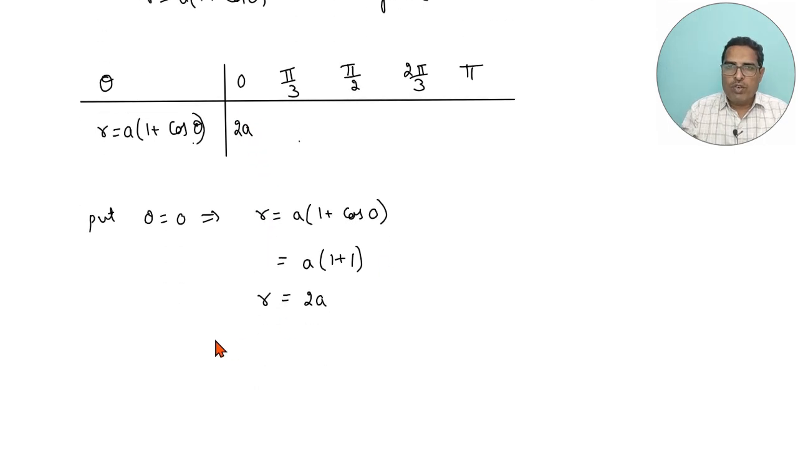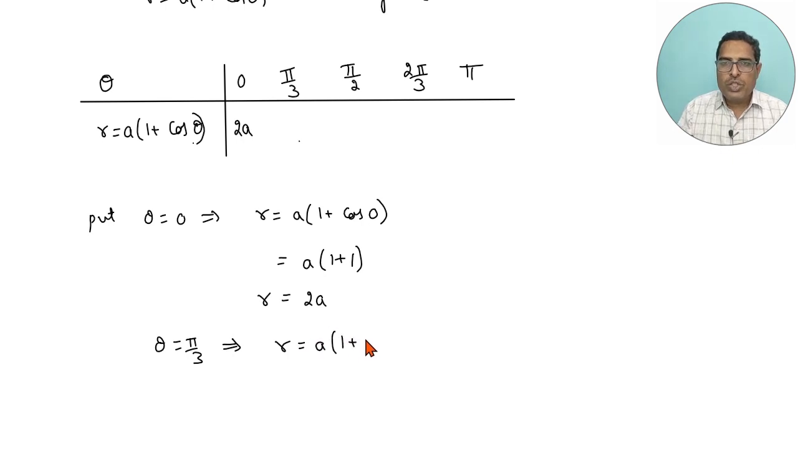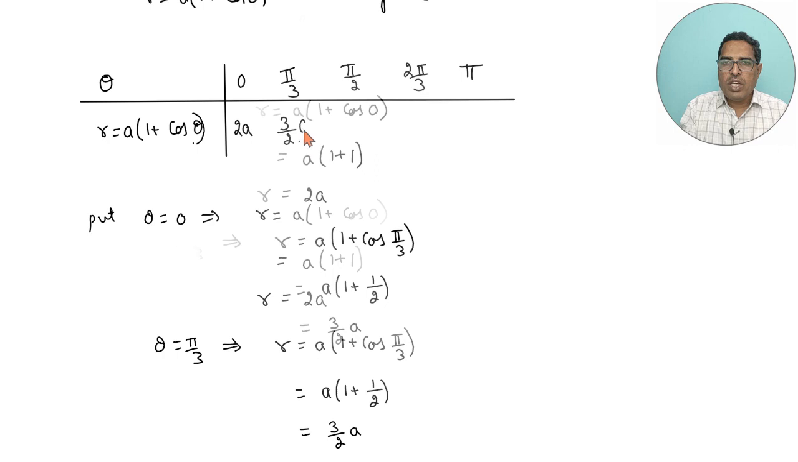Now let us put the value of theta equal to pi by 3. So we get r is equal to a into 1 plus cos pi by 3. This is cos 60 and we know cos 60 is half. So 1 plus half is 3 by 2. So the value of r is 3 by 2 times a.